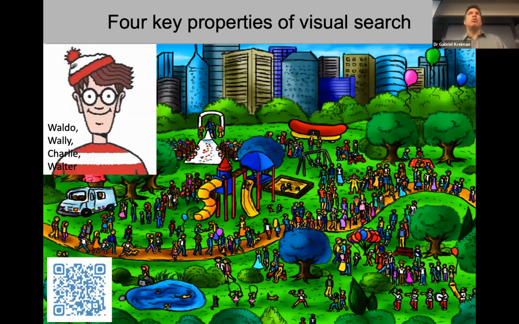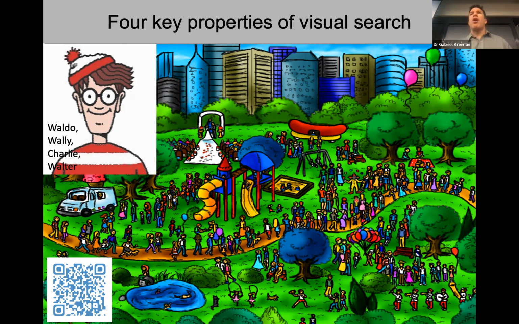So this is basically what we're doing when we're doing visual search, and today I'll talk about visual search. So this is a classical example. Most of you are probably very familiar with this kind of children's books and games of finding Waldo. I found a few years ago that people have different names for Waldo in different countries and different cultures. So apparently this character goes by Waldo, by Wally, by Charlie, by Walter, etc., etc.